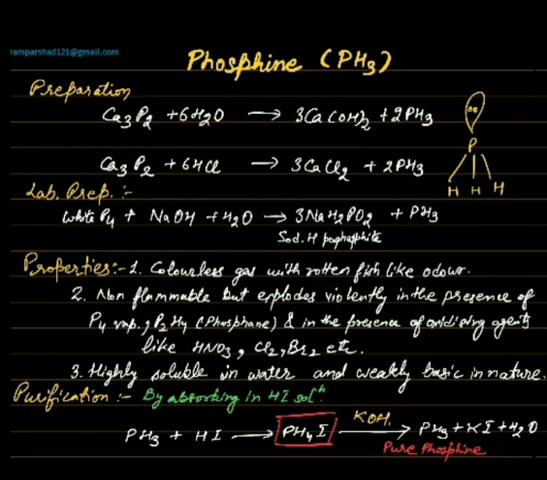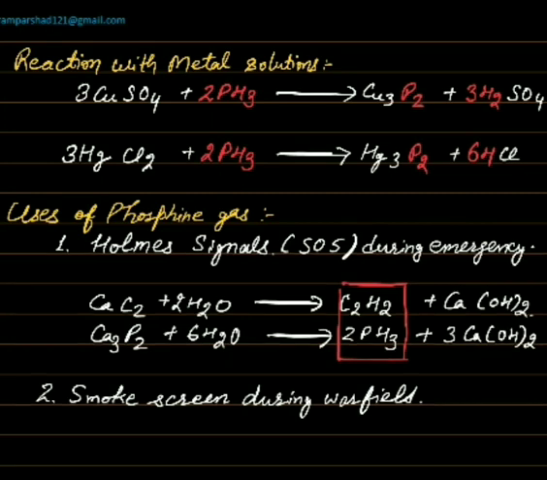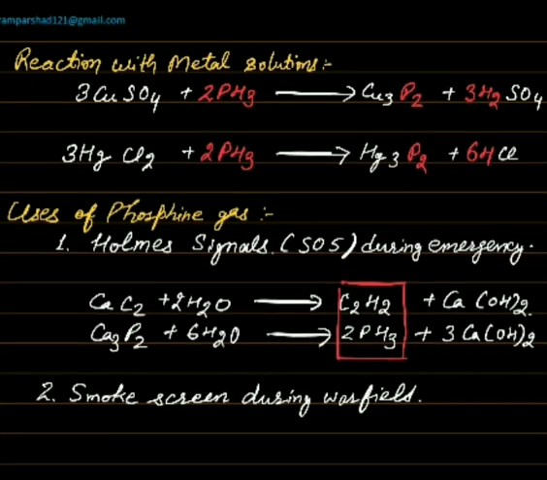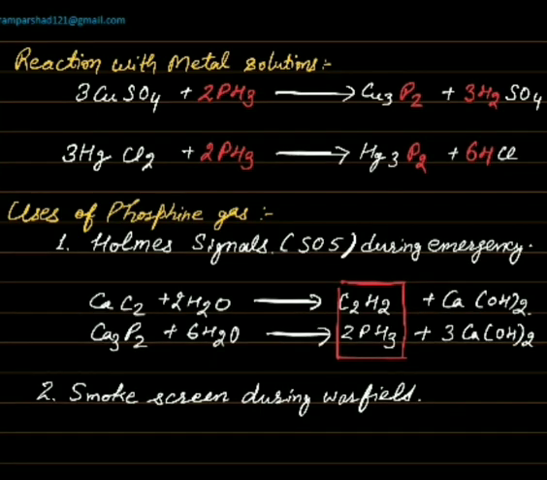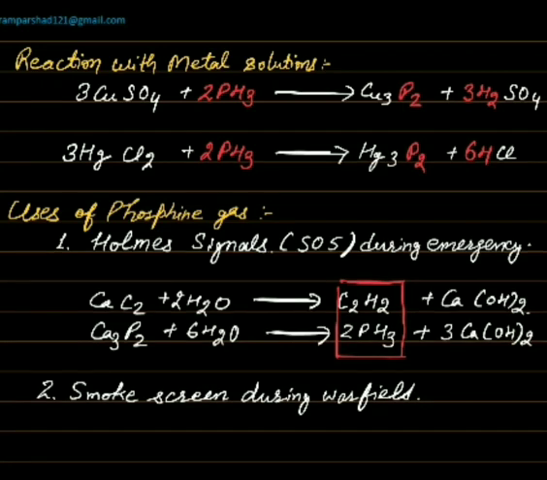Now next is the reactivity of the phosphine gas with metal solutions. Phosphine gas reacts with metal solutions like copper sulfate and forms cupric phosphide along with the formation of sulfuric acid. When mercuric chloride is reacted with the phosphine gas, there is the formation of mercuric phosphide along with the formation of hydrochloric acid.